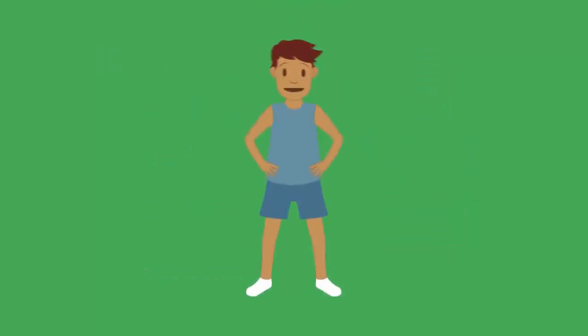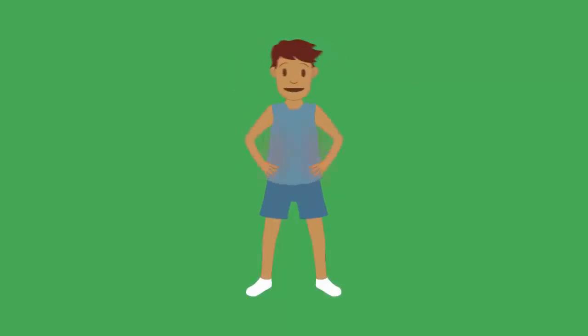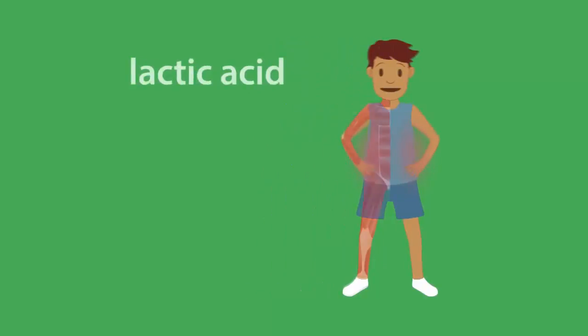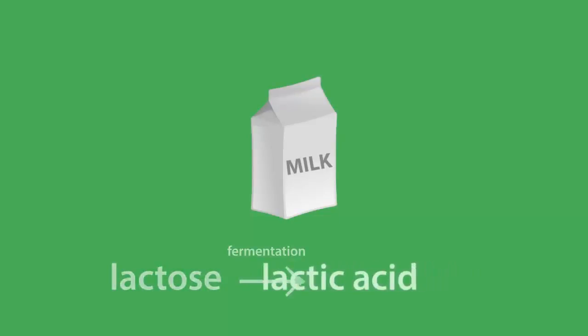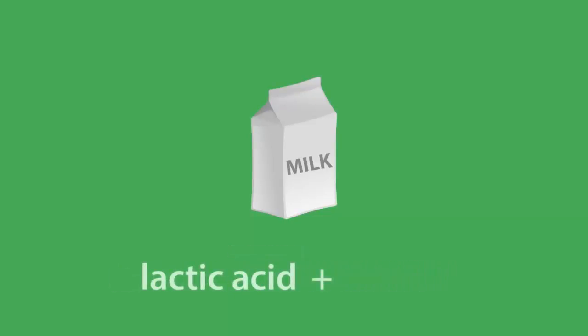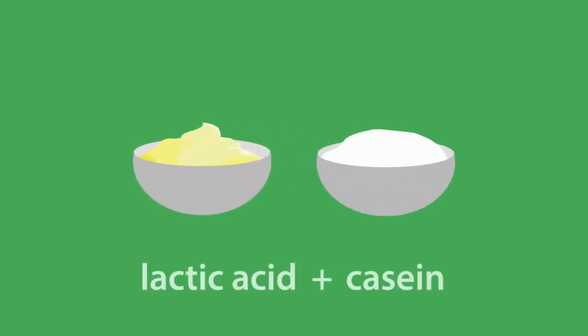If you exercised for an extended period of time, your muscles will begin to cramp. This cramping feeling is due to the presence of lactic acid produced by your muscle cells when there is insufficient oxygen. Milk contains lactose, and certain types of bacteria can ferment lactose into lactic acid. The lactic acid then reacts with a certain milk protein called casein.